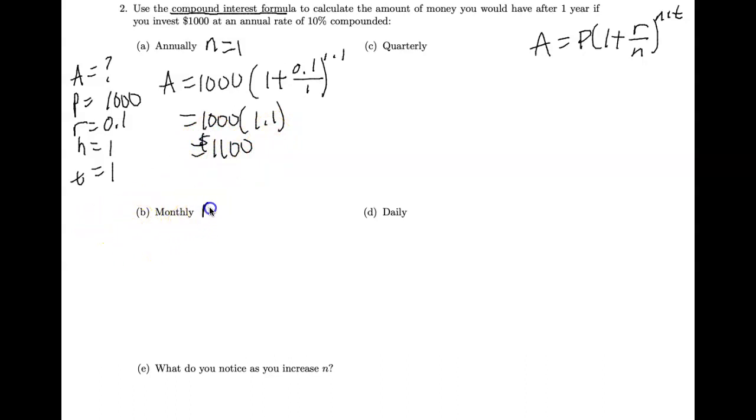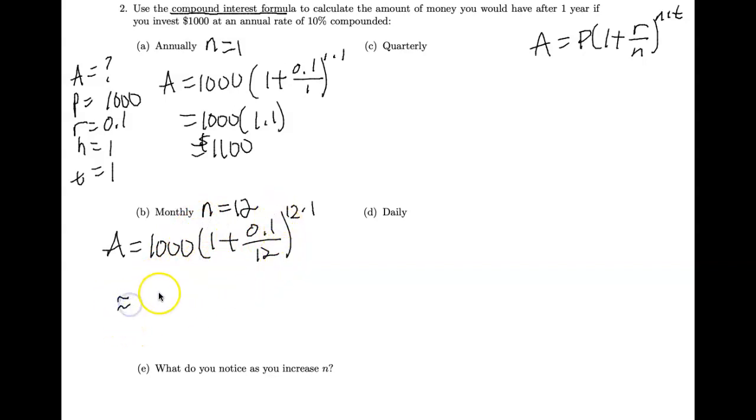For monthly, N equals 12, and the only thing that's changing is this value for N. Everything else is staying the same. So when we plug this in, we'll have A equals 1,000 times 1 plus 0.1 over 12, to the 12 times 1. And here, just bust out your calculator. I punch this in all at once, using the parentheses here and here. And so I come up with 1104.71, rounding just to the nearest hundredth.